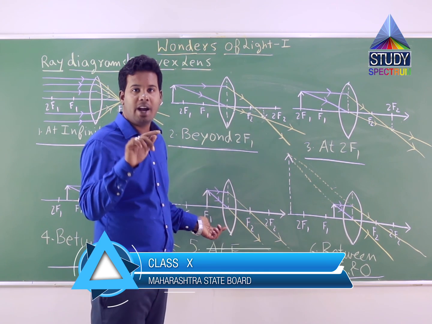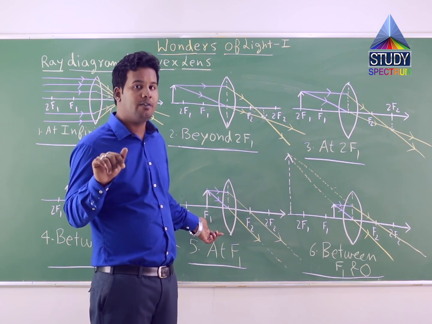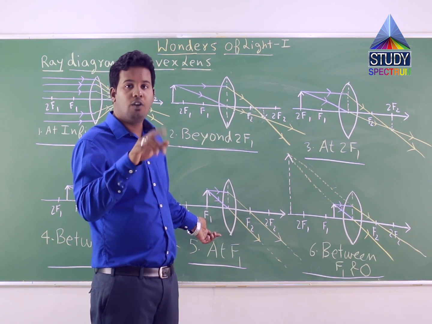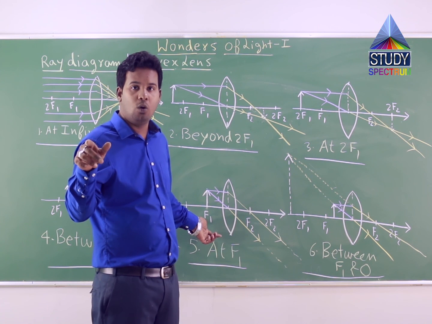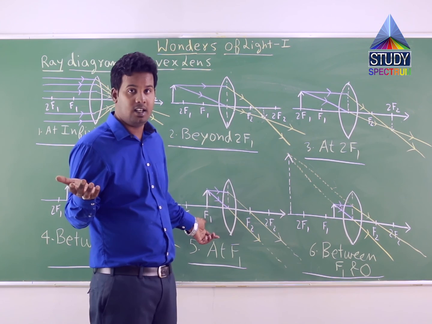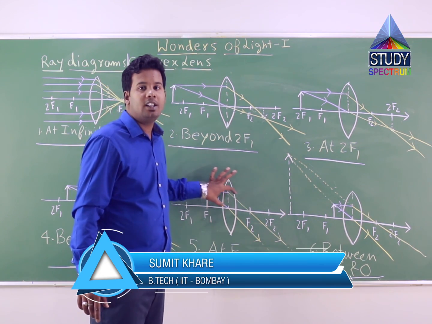So 1 by v minus 1 by minus 5 is equal to 1 by 5. Why? Because focal length was taken to be 5 for the theoretical question. So 1 by v was turning out to be 0, or v was turning out to be 1 by 0, that is infinity, positive infinity.